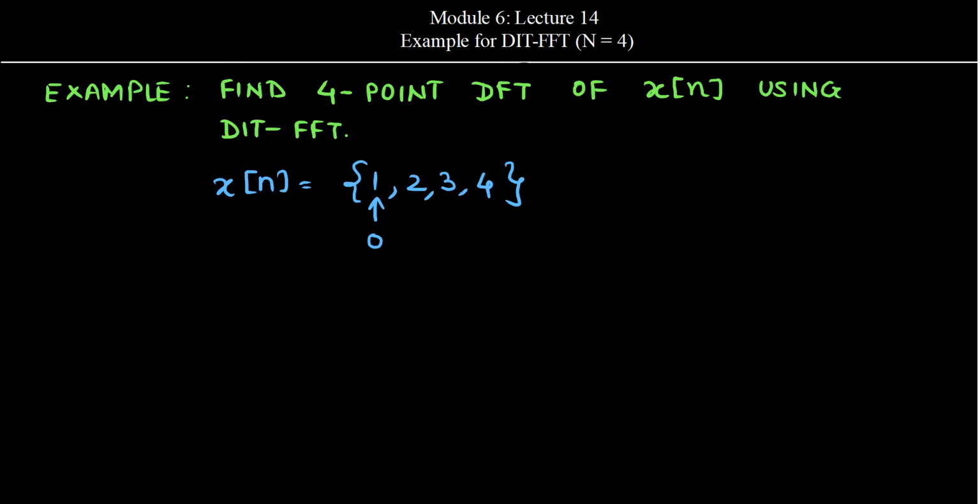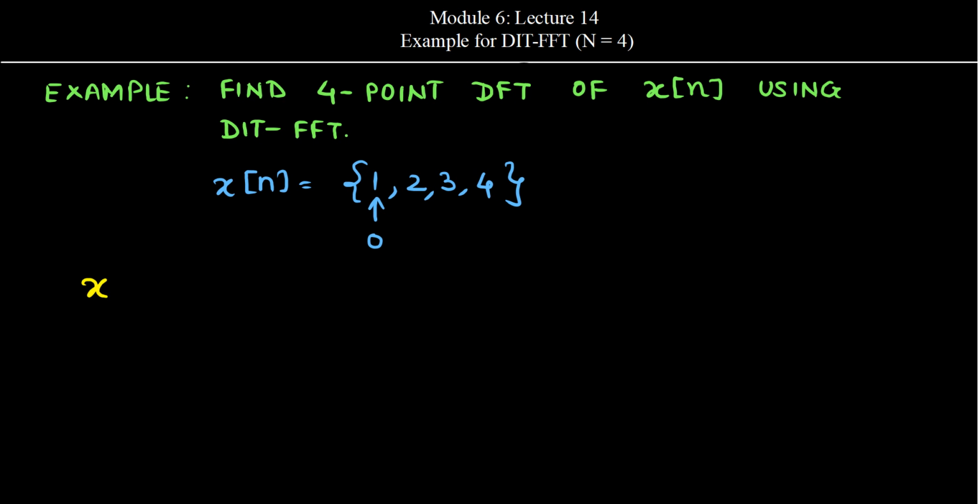In the previous lecture, we have introduced the decimation in time fast Fourier transform, and let us now consider a small example in order to understand that algorithm better. So we are going to use the butterfly structure in order to find the 4-point DFT of x of n using the decimation in time fast Fourier transform. The given signal here is x of n, which is 1, 2, 3, 4, starting from n equal to 0. Now we had seen that we need to first bit reverse this entire sequence.